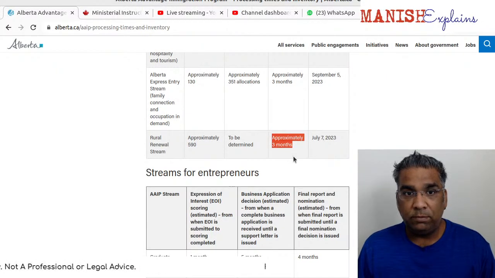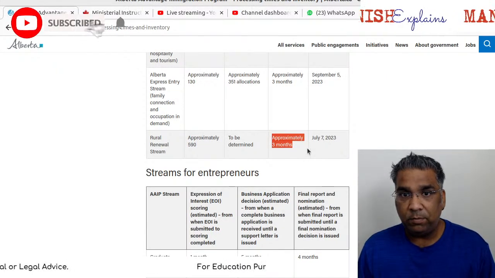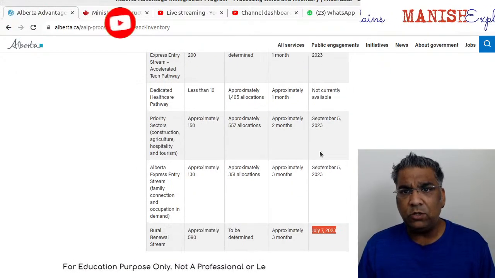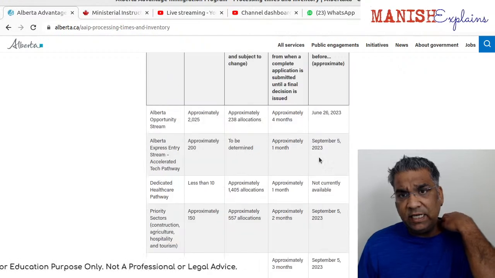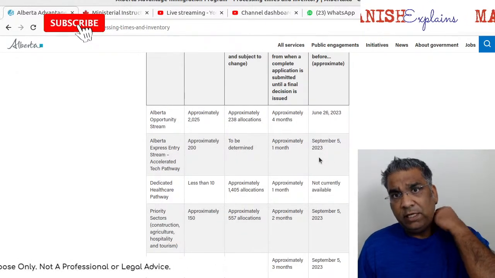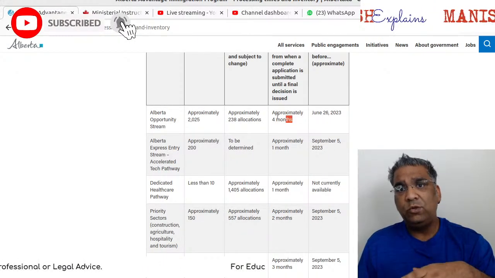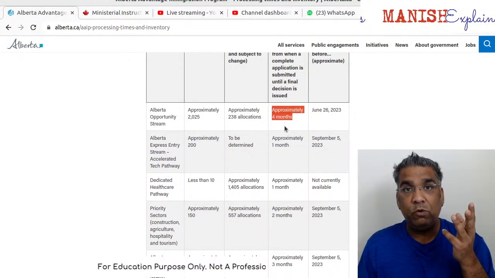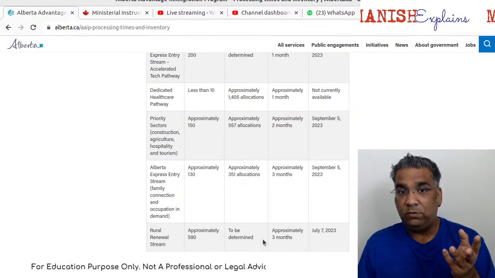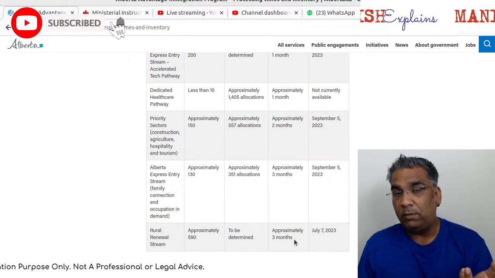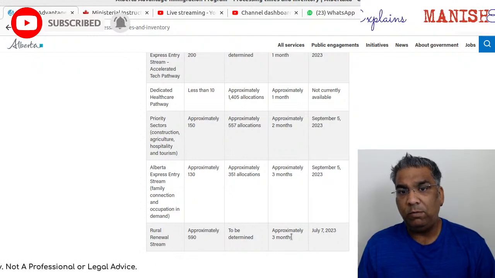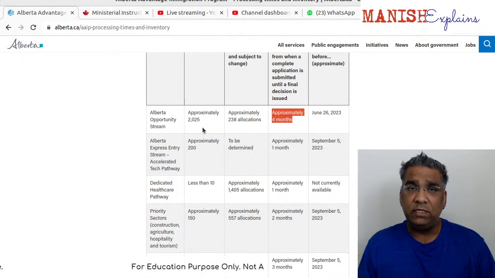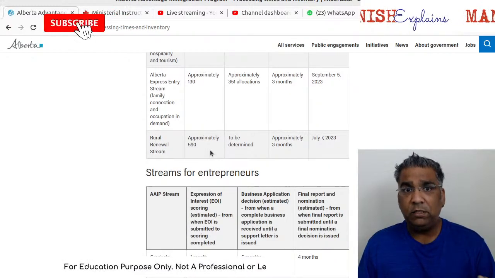It's also a bit backed up, approximately 3 months, and they are right now processing July applications. This is a very good indication that where the number of applications is high, the processing time tends to be higher. For example, AOS has 4 months of processing time, and the rural renewal stream has almost 3 months. So depending on the volume, from this chart we can get an idea that AOS is the highest in demand, followed by the rural renewal stream.